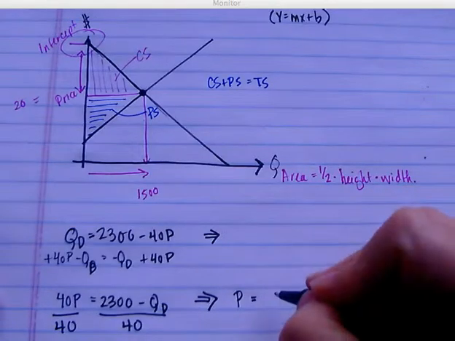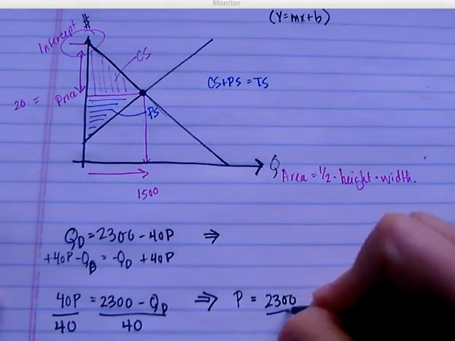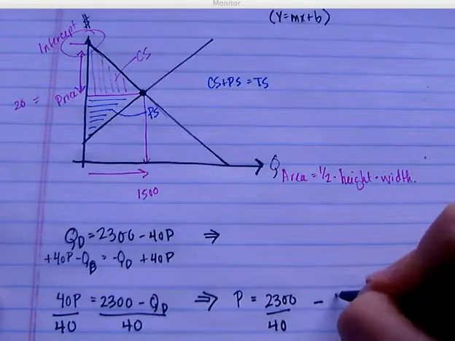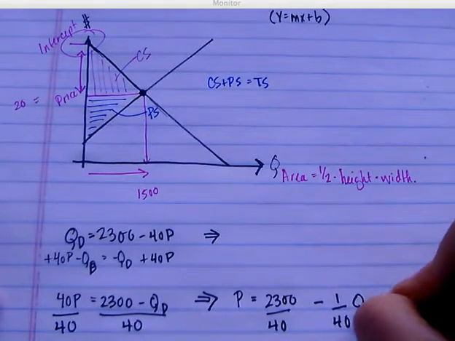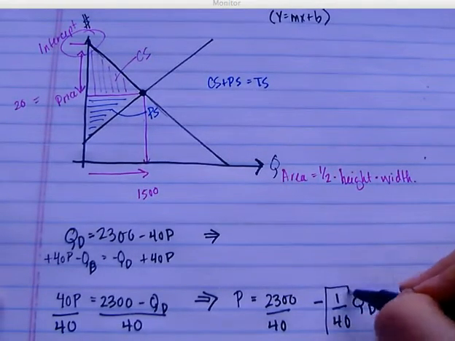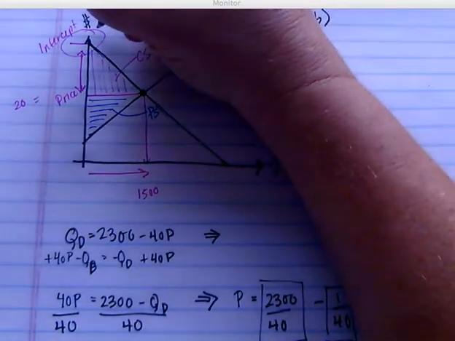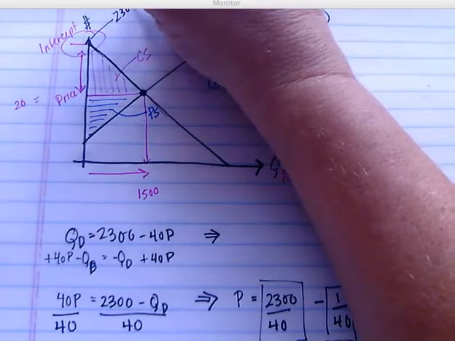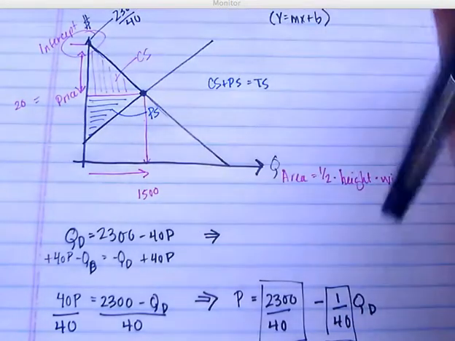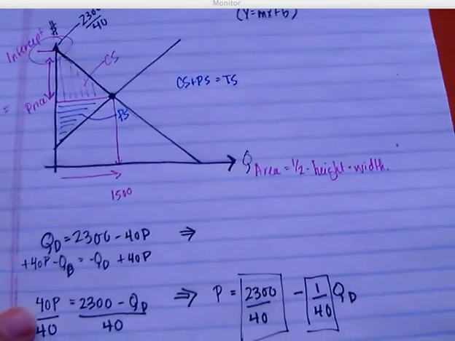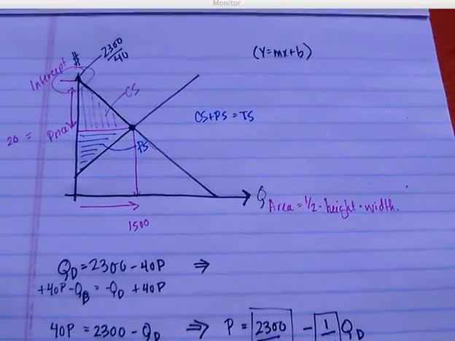Price equals 2,300 divided by 40 minus 1 over 40 QD. So this is our slope term and this is our intercept term. The intercept here is 2,300 divided by 40. Bring that down so you can see it.